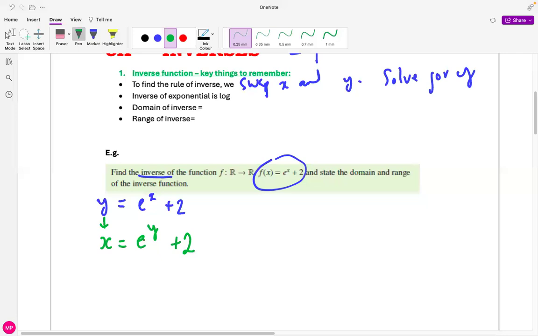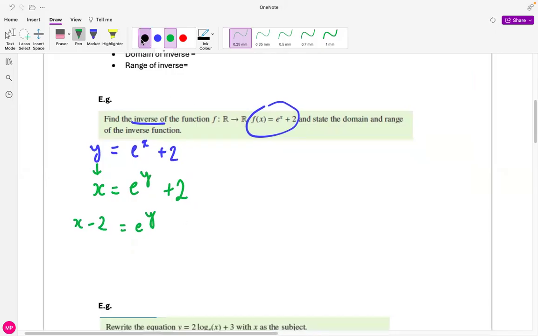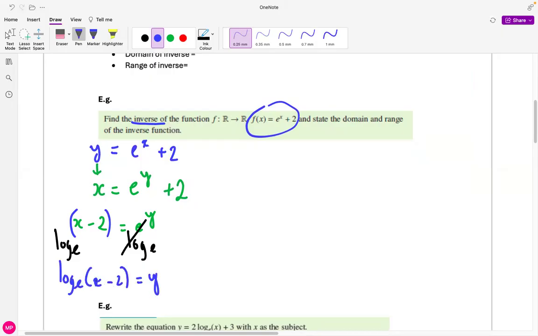Then I'm going to solve for y. There's a plus 2, so I move the 2 over: x minus 2 equals a to the power of y. Then I'm going to get rid of a. To get rid of a, I take log a on both sides of the equation. So you will end up having log a of x minus 2 equals y. Therefore, the inverse function, which you can write as f negative 1 of x, is log a of x minus 2, like that.